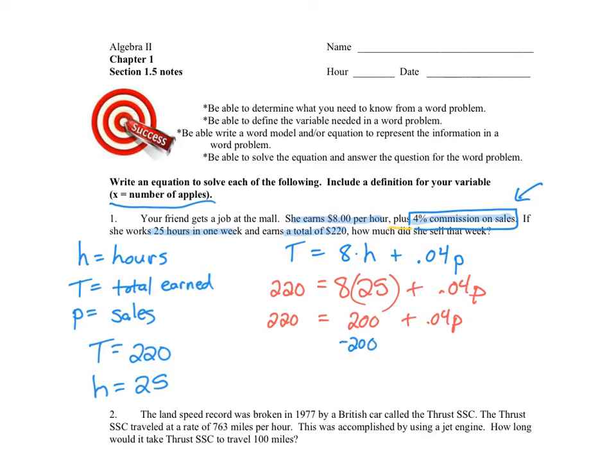Now we're going to subtract 200. And we get 20 equals 0.04 P. So what this is saying is this person, your friend, made $200 just for working the hours. Okay, and then this extra $20 right here is what they made in commission. So if we divide by 0.04, 20 divided by 0.04, we will get P equals $500. So what that means, for selling $500 worth of stuff, your friend made $20. She got paid $20 more. So it's kind of like a bonus for being a good salesperson.